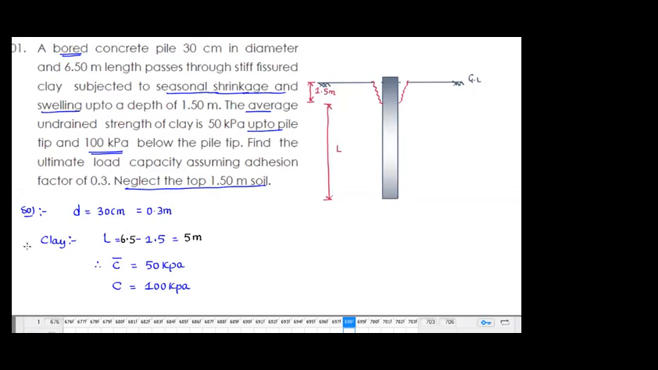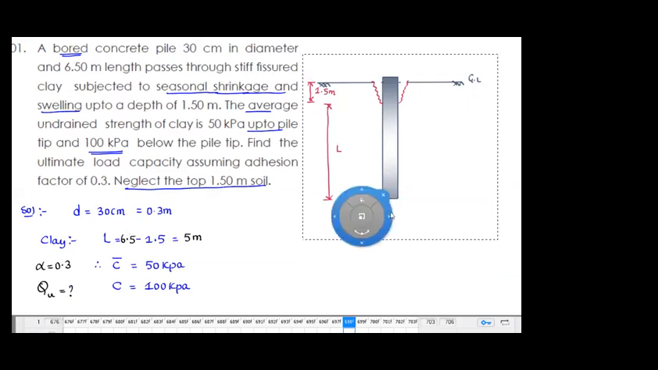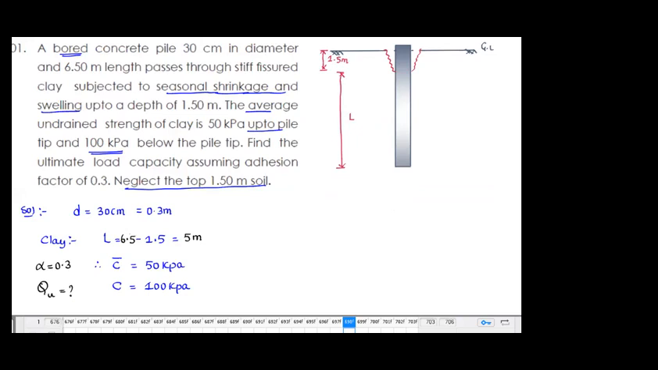Now, assuming the adhesion factor is 0.3, what is the ultimate load? I am asking you the ultimate load. In the case of clay, don't you know the ultimate load? Directly you can write it, right? The ultimate load is nothing but base resistance, the point base resistance, plus skin friction resistance. So I can write Qu is equal to Fb, which is nothing but C Nc into the area, as it is a circular pile, pi by 4 d square, plus alpha into C bar into pi d L.